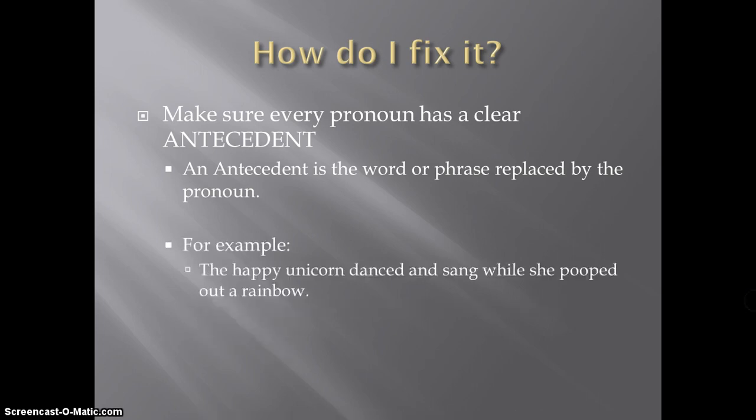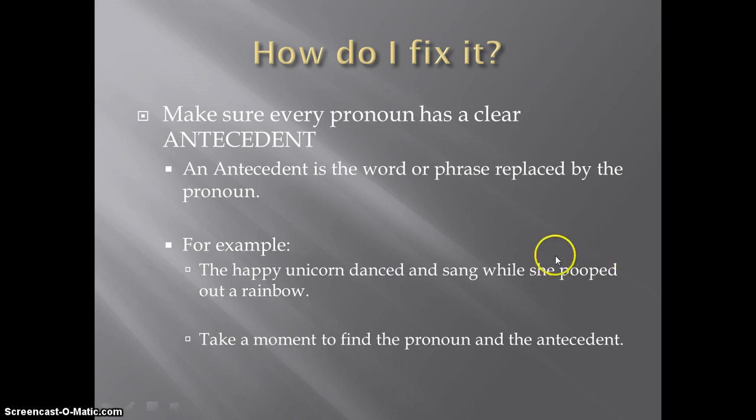Let's look at another example here. The happy unicorn danced and sang while she pooped out a rainbow. Right? What is the pronoun? What is the antecedent? Take a moment, see if you can figure that out. The pronoun, of course, is she. What is the antecedent? What is she replacing? The unicorn, the happy unicorn.